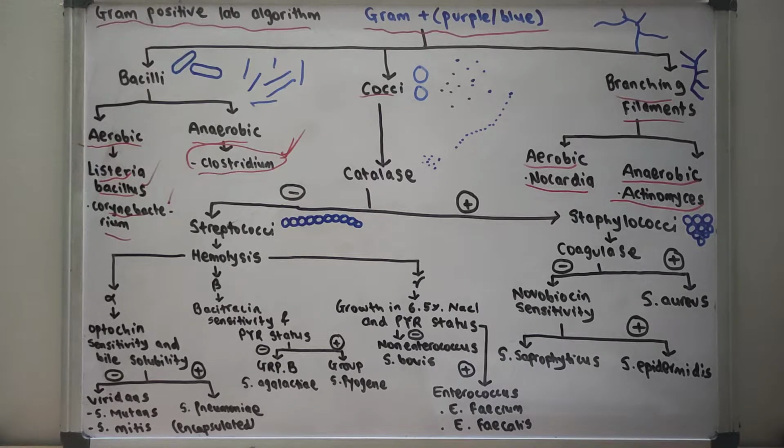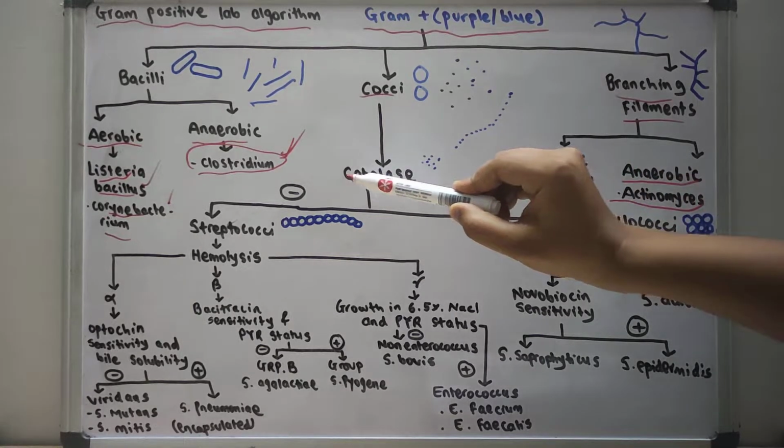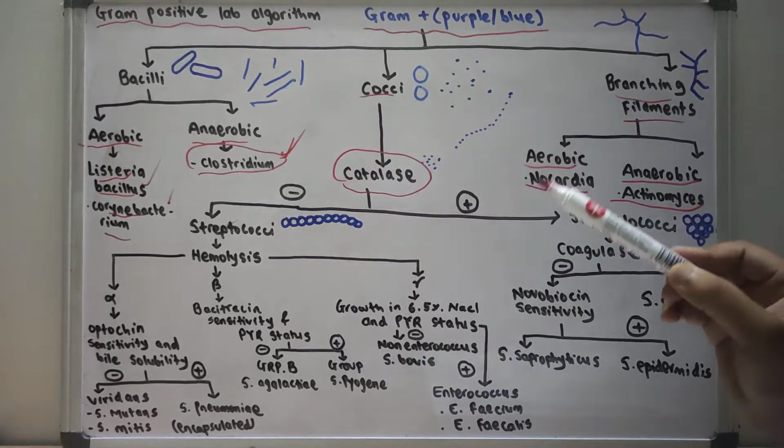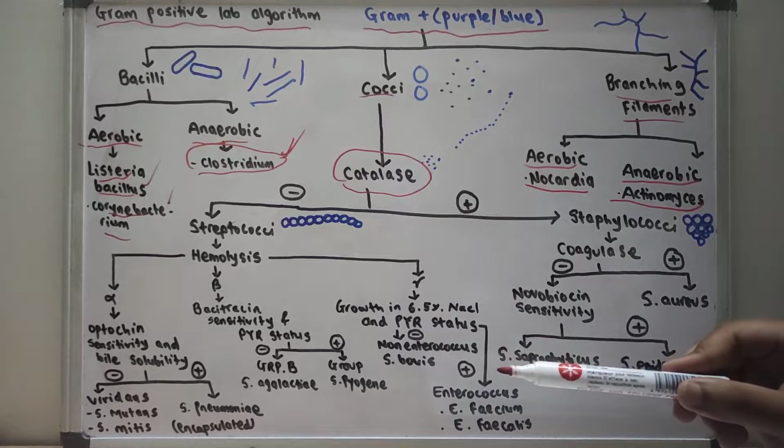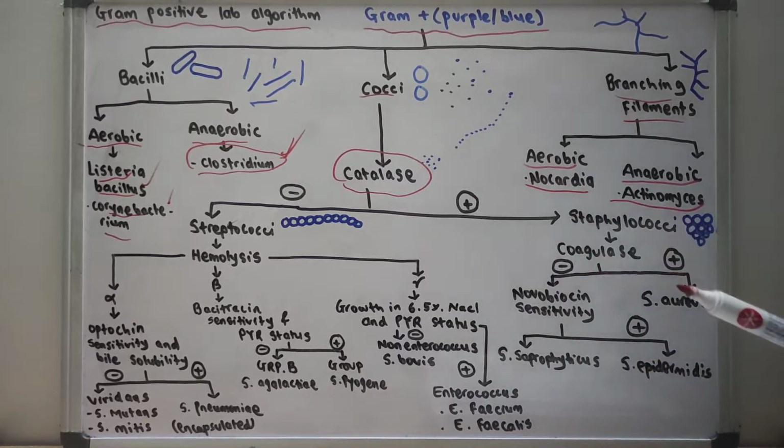So the cocci are also divided into two types based on the catalase. One is catalase positive and another is catalase negative. The catalase positive cocci are staphylococci. I have already said that the staphylococci have a clumped structure and appear grape-like. The staphylococci can again be divided into coagulase positive and coagulase negative.